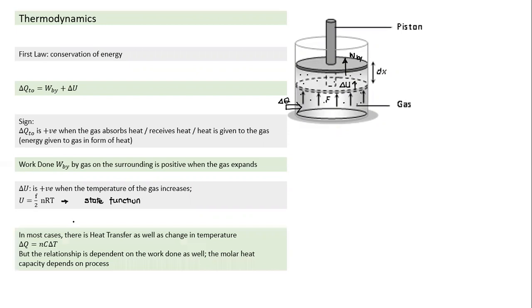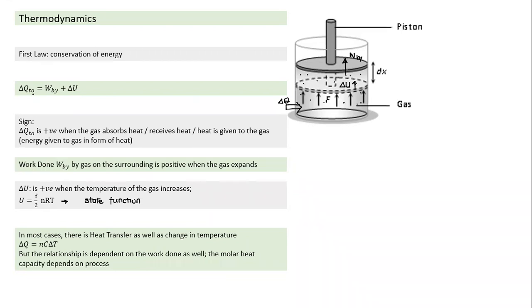Now, in most cases, there is heat transfer as well as change in temperature. And whenever we have come across this, we have used the term delta Q earlier also in heat transfer. And we always want to know, as a scientific principle, if heat is given, what would be the change in temperature? And in the case of solids, we related delta Q is equal to nC delta T. Here we'll write delta Q is equal to nC delta T. Since n is used, this will also have the number of moles in the denominator. So this one is the molar heat capacity.